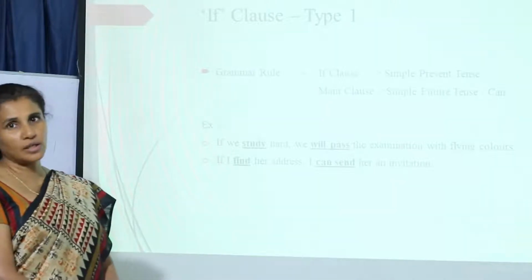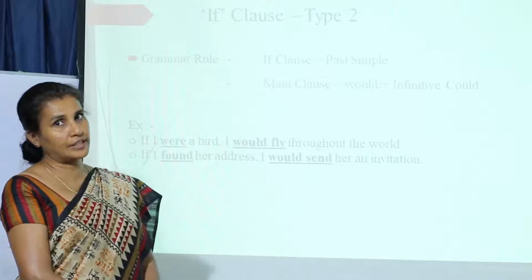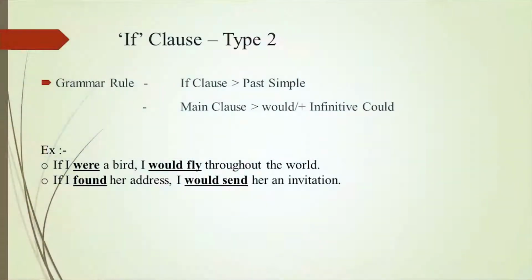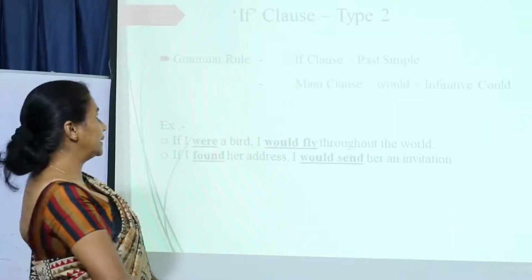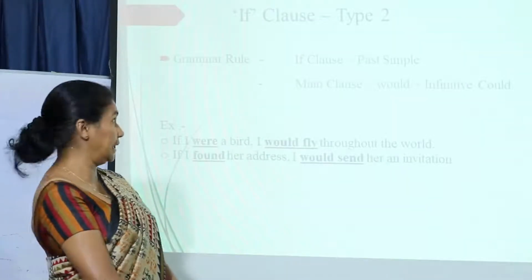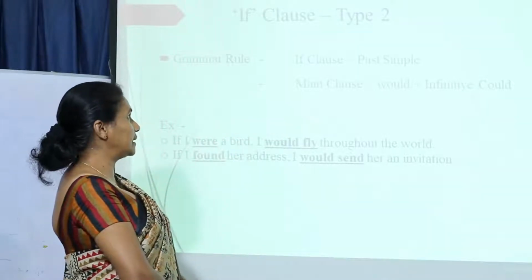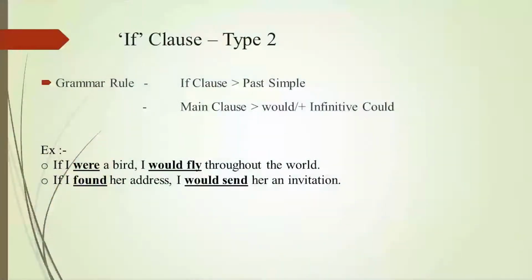Then we'll go to the next slide, that is if conditional clause type 2. I feel that you can build up some sentences easily with type 1. So here this is type 2. You have to be very careful about this, because there is an exceptional case here. The grammar rule is: the if clause should be in the simple past tense and the main clause should be with would plus infinitive, or could.